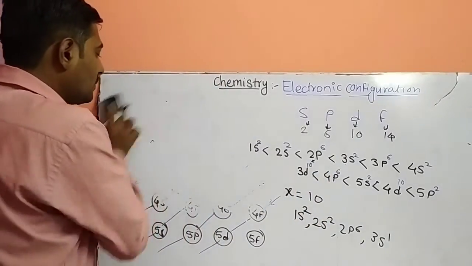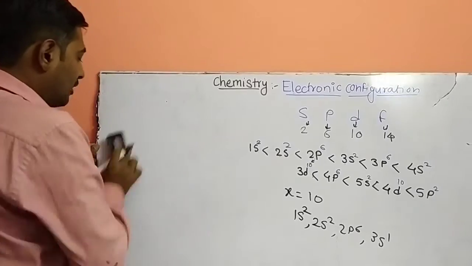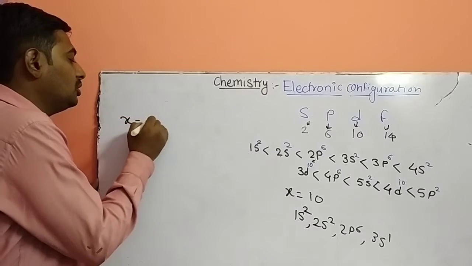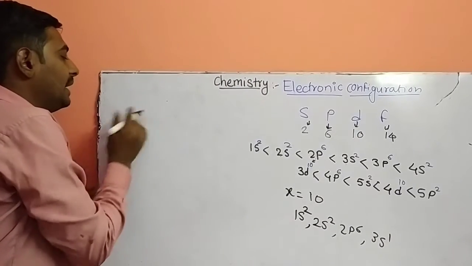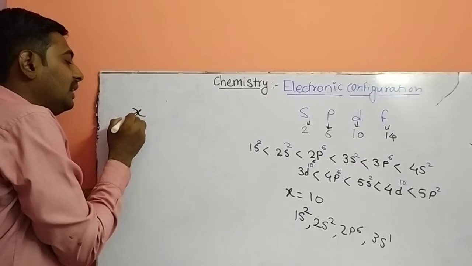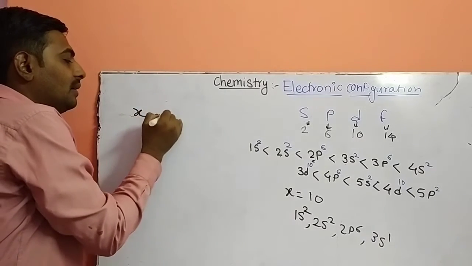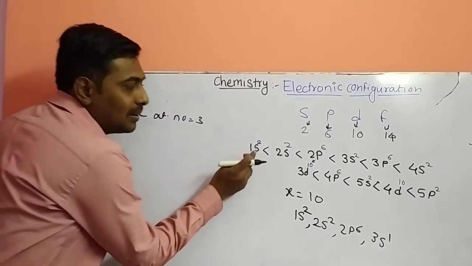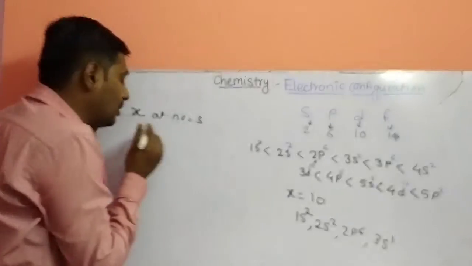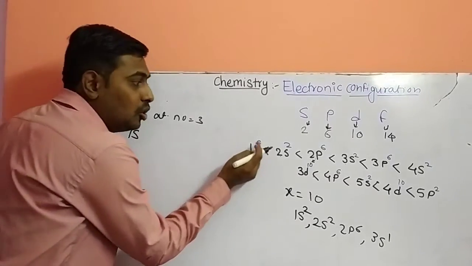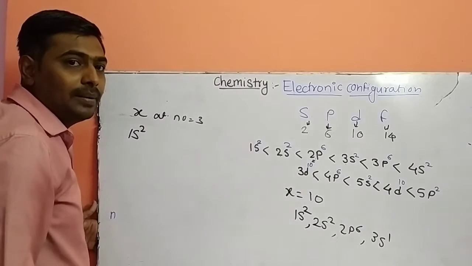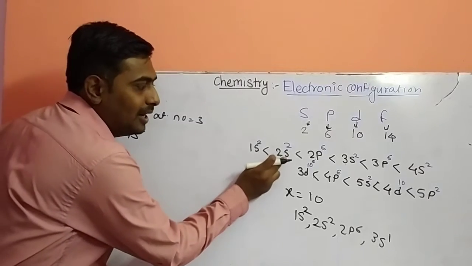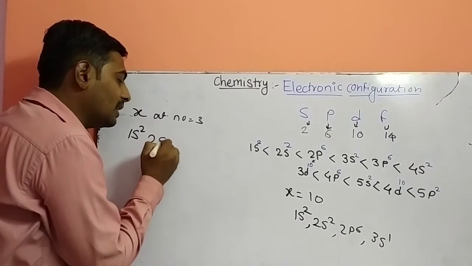Let's see another example. If X is any atom with atomic number 3, how is the electron configuration written? First of all, in which orbital does the electron enter? The 1s orbital. What is the capacity of the 1s orbital? 2 electrons, so 2 electrons are completed. How many electrons remain? 1 electron remains. So the next electron enters which orbital? 2s. So how many electrons enter the 2s orbital?